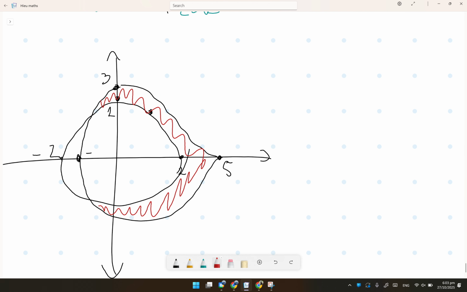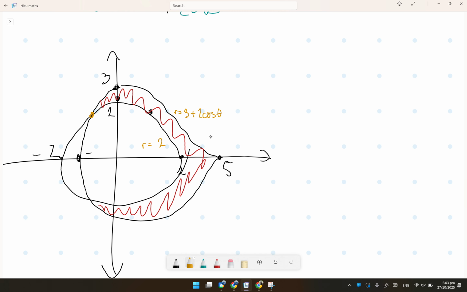Okay, and the biggest thing with this is that you want to find the intersection point. So we have 3 plus 2 cos theta, and this is just 2. So this is r equals this, r equals this.